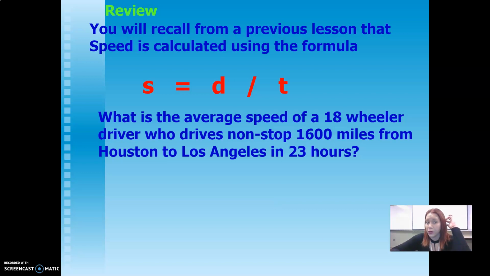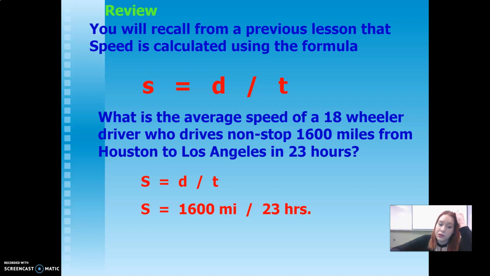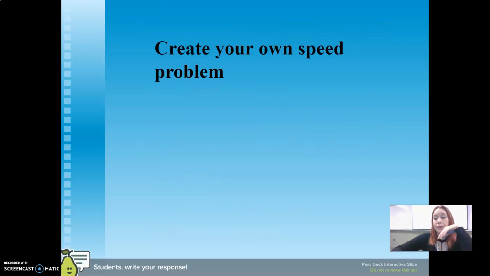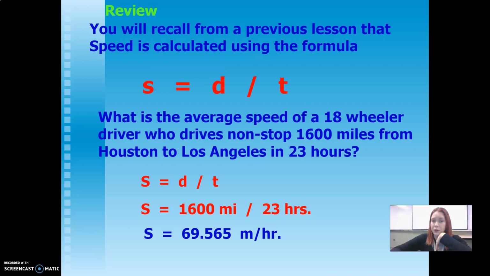So I do want to remind you that we are using these to calculate speed. So you should remember our speed formula. Speed equals distance divided by time. And so it says, what is the average speed of an 18-wheeler driver who drives nonstop 1,600 miles from Houston to Los Angeles in 23 hours? So you would take your distance, 1,600, and divide it by your time, 23 hours. And that would give you 69.56 miles per hour. So now you would create your own speed problem similar to this problem.